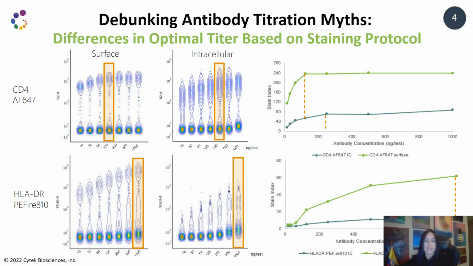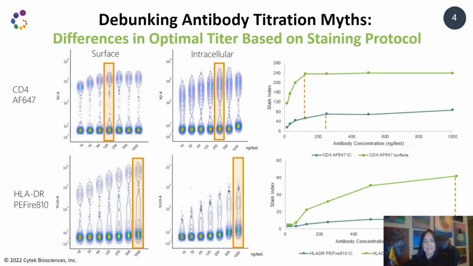Another example, HLA-DR conjugated to PE FIRE A10. We're seeing the concatenated image on the left, beautiful staining, good separation for your positives. On the right, for the intracellular, no staining of HLA-DR, where the intracellular protocol heavily impacts. And the impact on both examples is mainly on the positives.